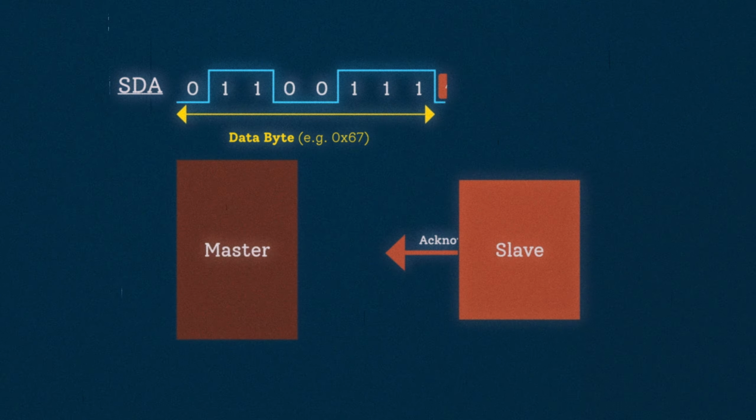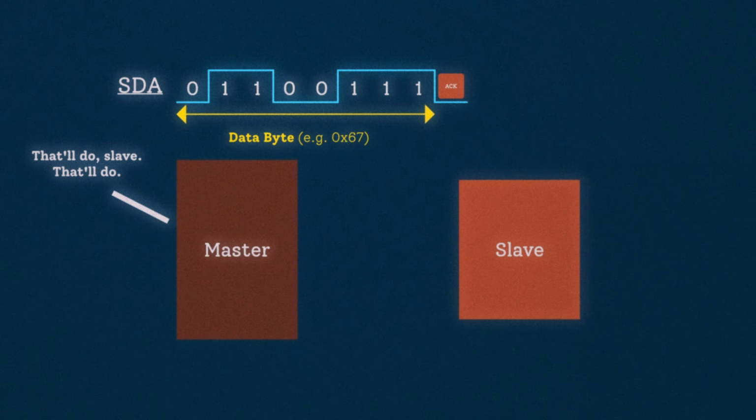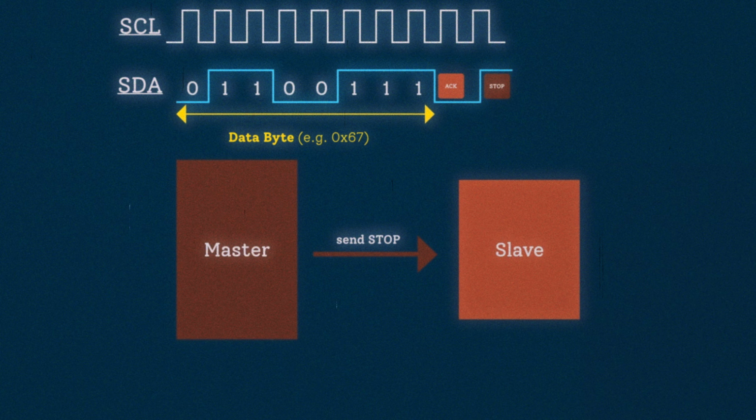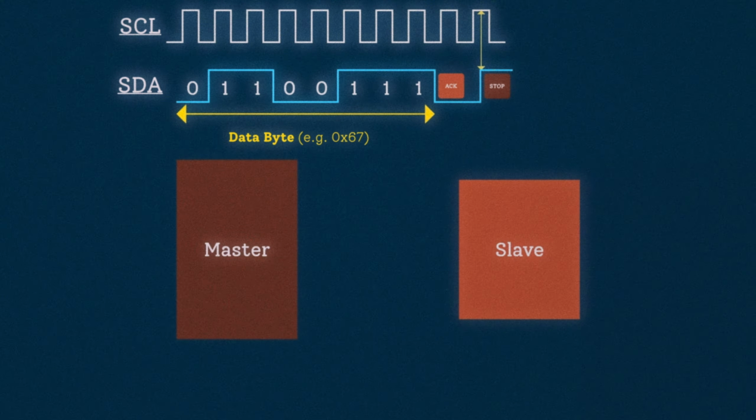Once the slave sends an acknowledgement, the master is satisfied and can dismiss their slave for the time being. They send a stop signal by letting the serial data line go high, while the serial clock is also high. Immediately afterwards, the master will stop generating the clock pulse.